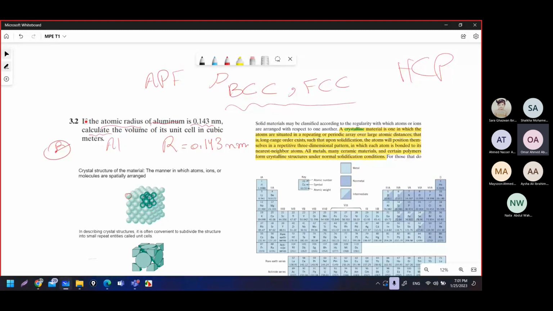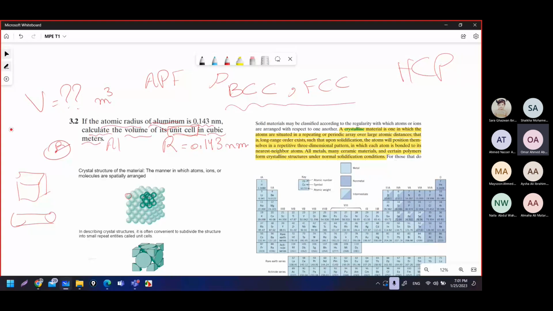Calculate the volume of its unit cell in cubic meters. Okay, we all know the volume, and he said in cubic meter, so I want to calculate the volume, and the unit is meter cubed. But for what? For the unit cell. So what exactly is the unit cell? Yani, what is the shape of the unit cell? I want to calculate the volume. Is the volume for a cube, or a cylinder, or a sphere, or what? Based on the element given, you can decide.